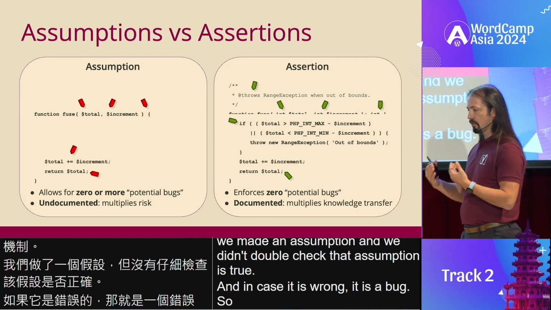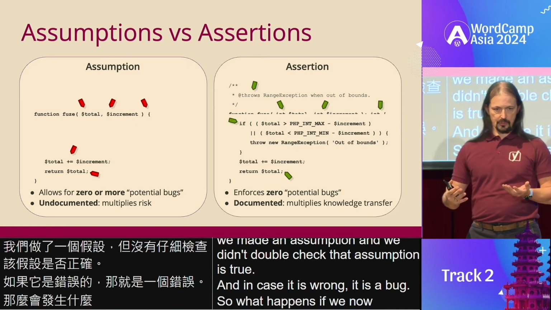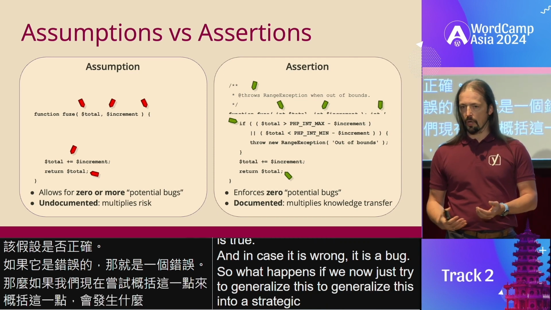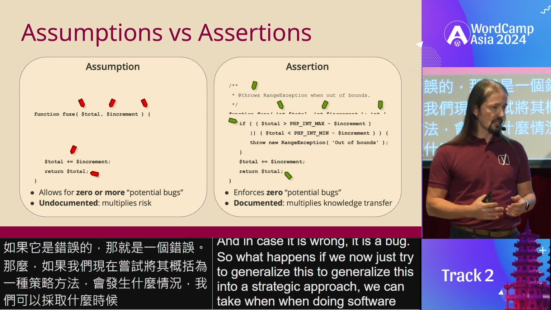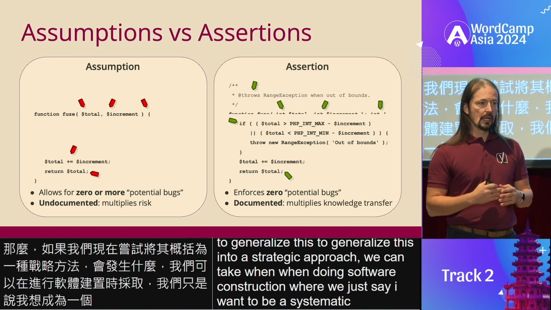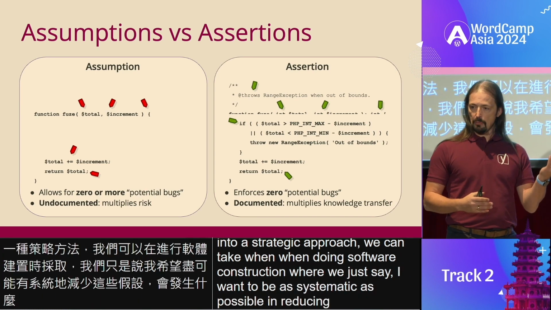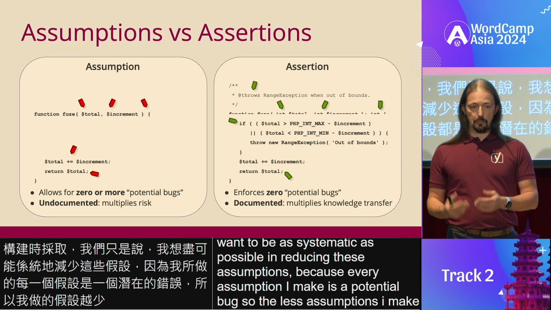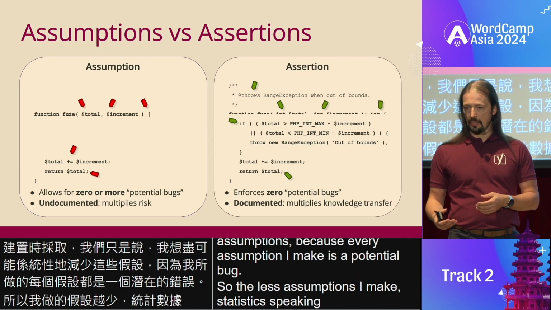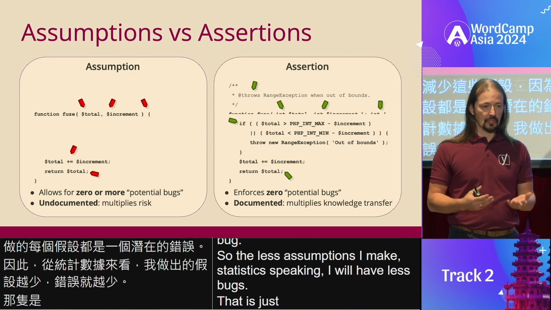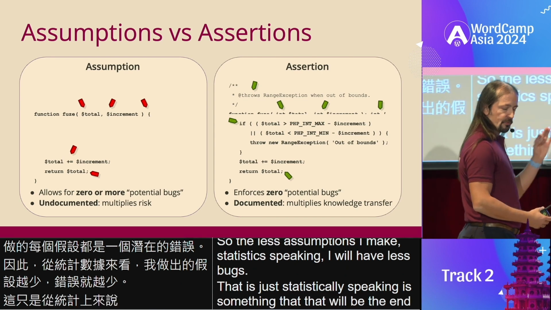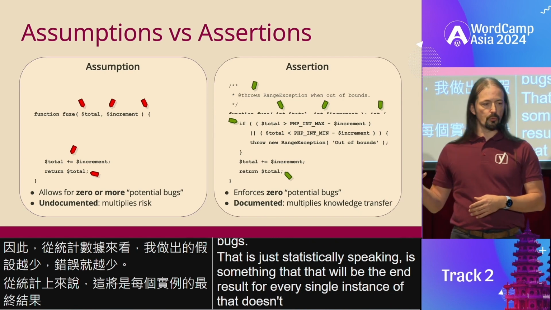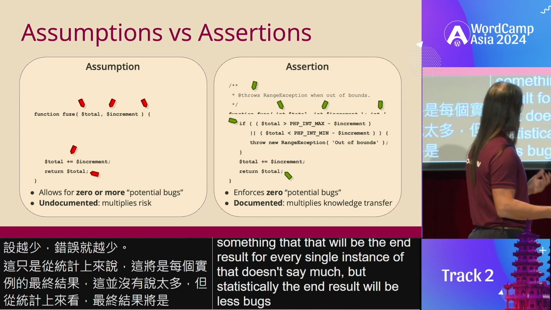So what happens if we now just try to generalize this into a strategic approach we can take when doing software construction, where we just say, I want to be as systematic as possible in reducing these assumptions, because every assumption I make is a potential bug. So the fewer assumptions I make, statistically speaking, I will have fewer bugs. That is just, statistically speaking, something that will be the end result. Every single instance of that doesn't say much, but statistically, the end result will be fewer bugs. So that's what we want to look into.